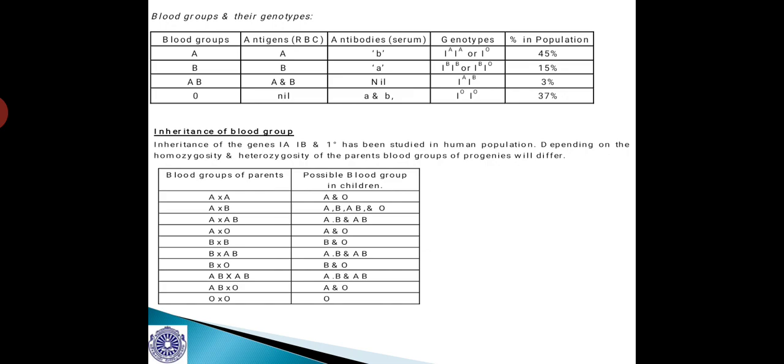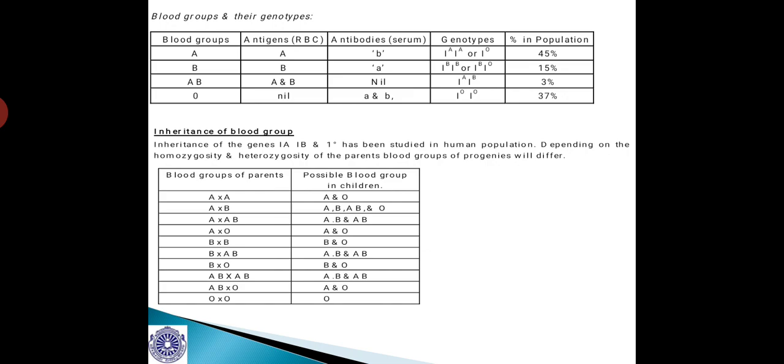A person having B blood group will have B antigen and A antibody, and the genotypes are IB IB or IB I0, that is the heterozygous condition, or IB small i. There will be about 15% of such people having B blood group in the population. So the most numerous type is A blood group.